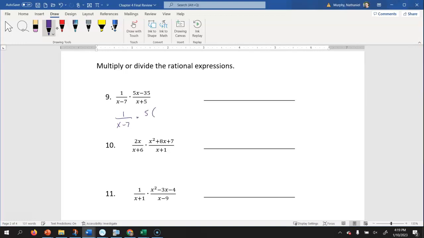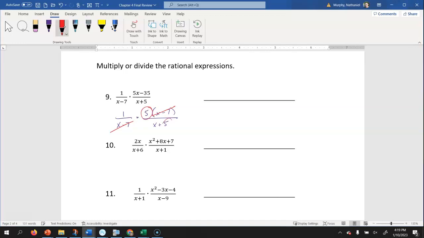The second fraction, though, I can see that I can factor out a 5. And when I do that, I have 5 times x minus 7 in the numerator, and then the denominator, we just have x plus 5. And then we're going to cancel things out. So we can cancel out the x minus 7s. And then I can't do anything.